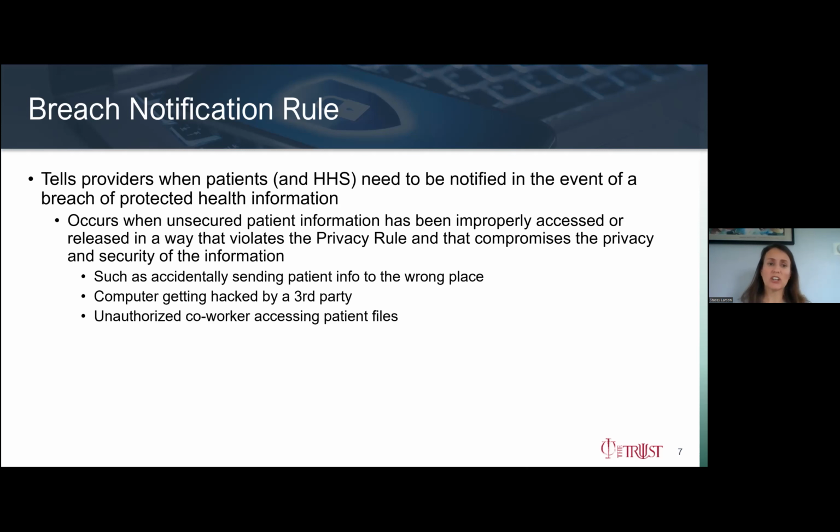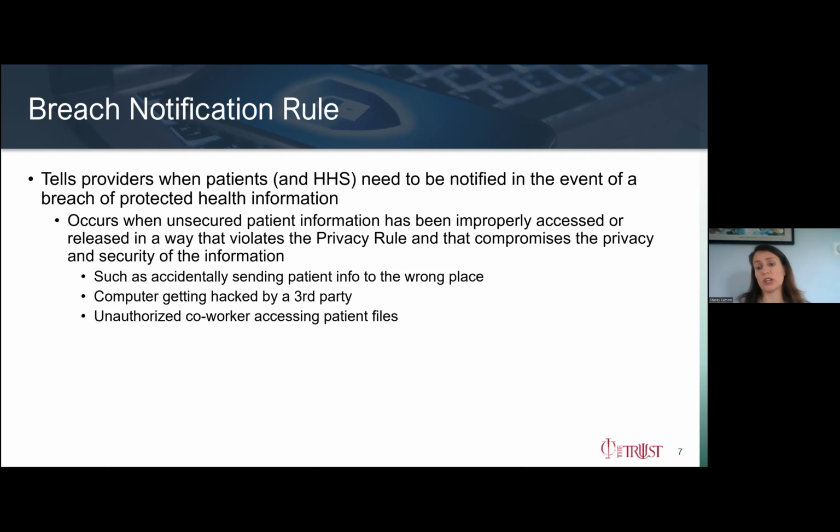So a breach can occur when unsecured patient information has been improperly accessed or released in a way that violates the privacy rule and that compromises the privacy and security of that information. This can happen by accidentally sending patient information to the wrong place, a computer getting hacked by a third party, or an unauthorized coworker accessing patient files. When that information is improperly accessed, the breach notification rule engages to determine next steps for that notification.